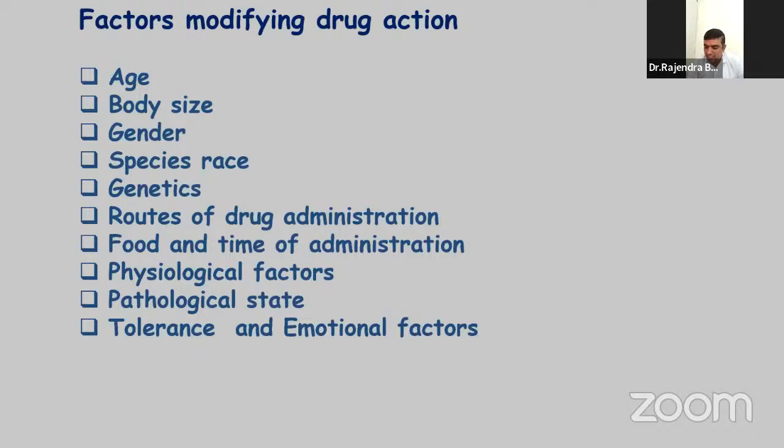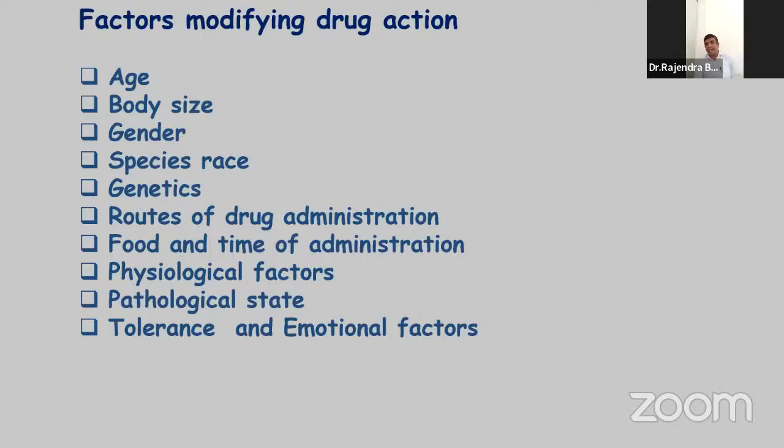Right? In this way you can calculate the body size. Then gender, whether male or female. In this way there are the species, race, then genetics, and routes of drug administration, which we have seen in detail. Then food and diet, type of administration, physiological factors. What are the pathologic states? Which disease is there? Then what is the tolerance? And what certain emotional factors are there? So you have to focus on the factors modifying the drug action.